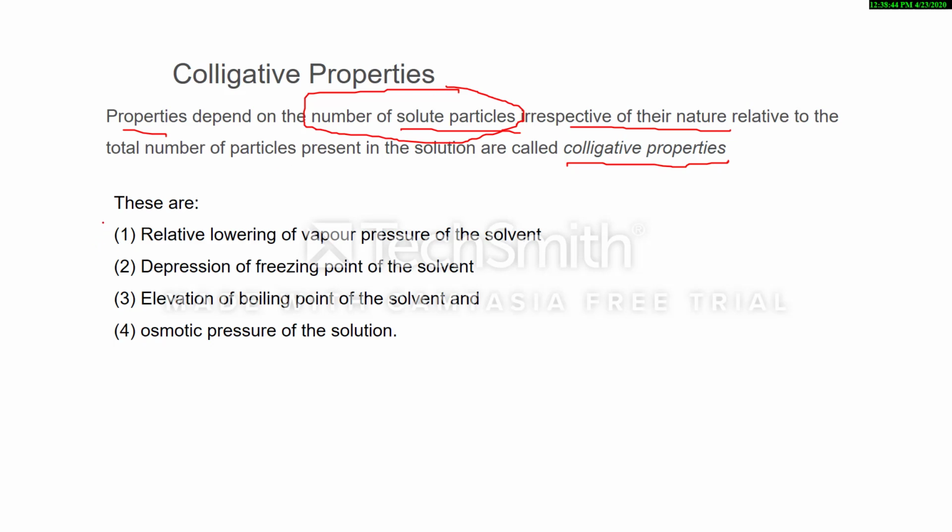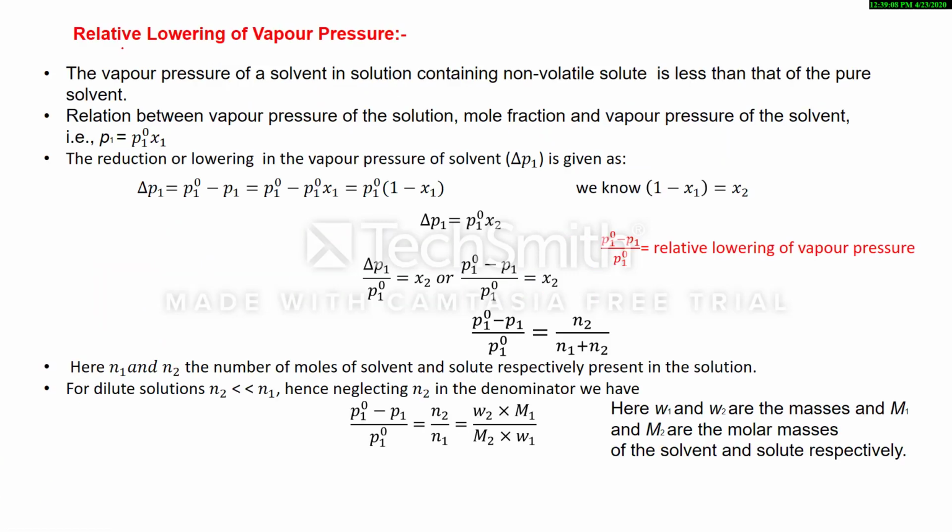In our syllabus, we have these four colligative properties: relative lowering of vapor pressure of the solvent, depression of freezing point of the solvent, elevation of boiling point of the solvent, and osmotic pressure of the solution. In this video, I am going to discuss the first three colligative properties. Coming to the first one, relative lowering of vapor pressure.